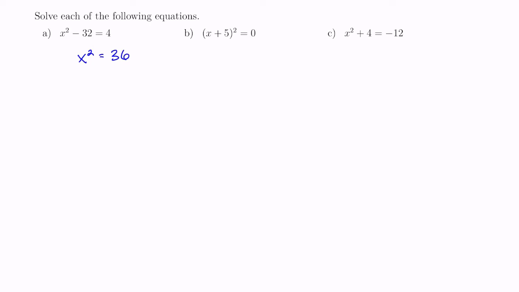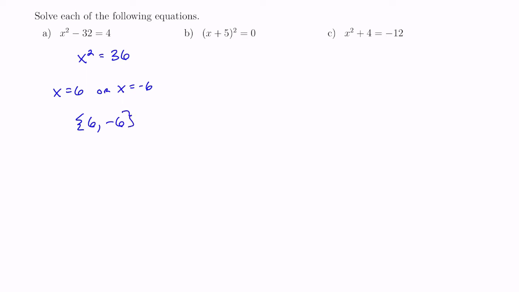To solve this equation, x squared equals 36, we will use the square root property, which says that if something squared equals a number, that something is either equal to the positive or negative square root. In this case, if x squared equals 36, then x equals 6 or x equals negative 6. We can finish off with the solution set notation to identify the solutions as 6 and negative 6.